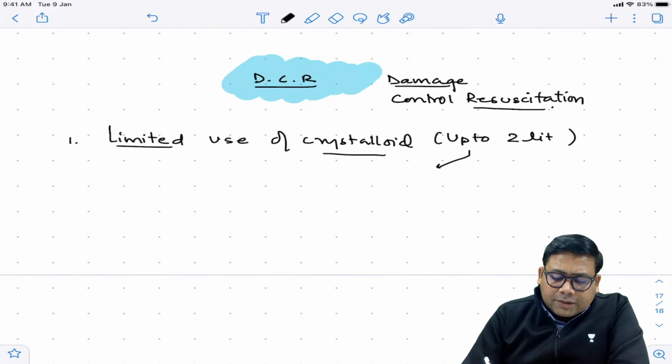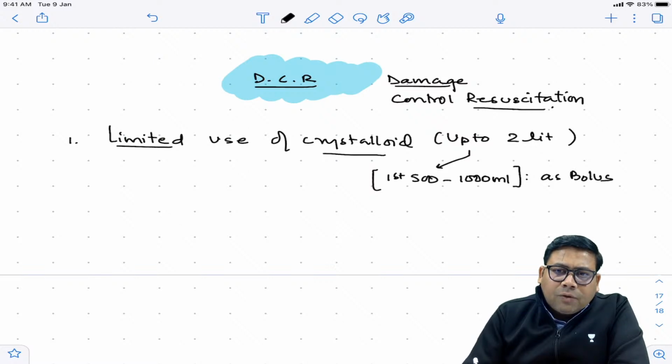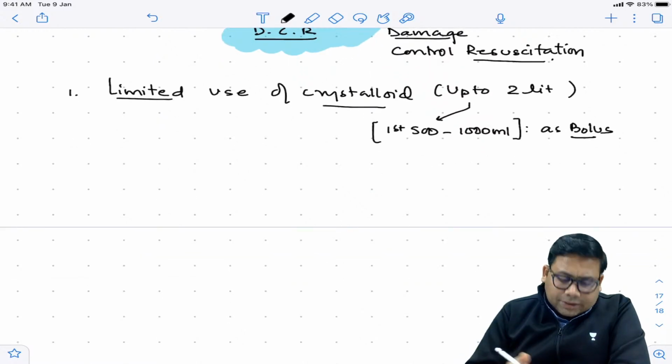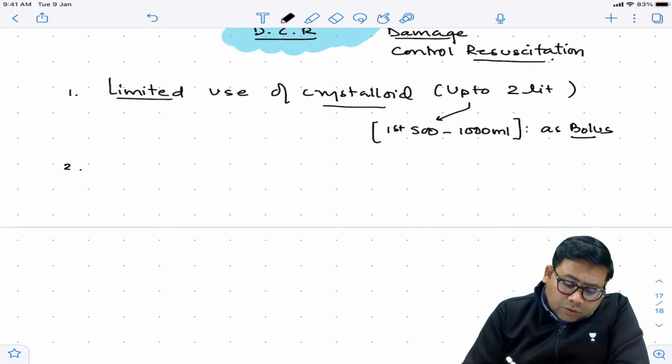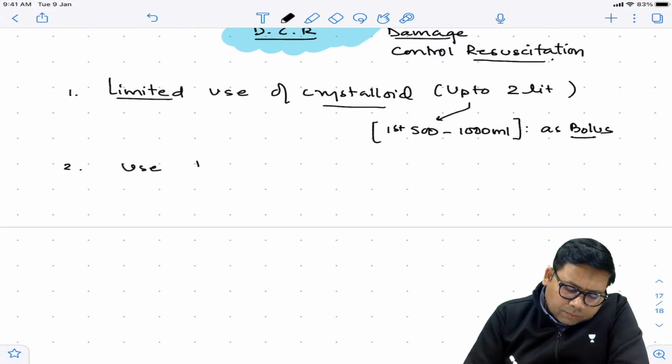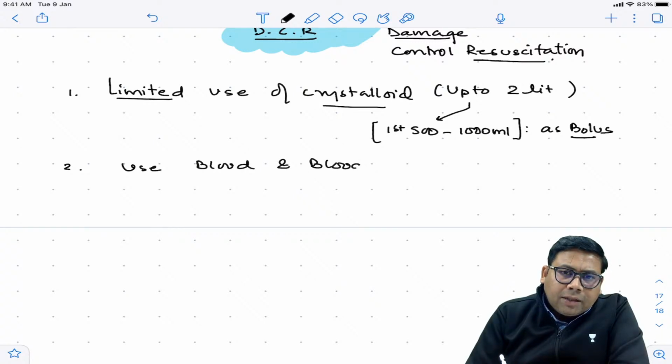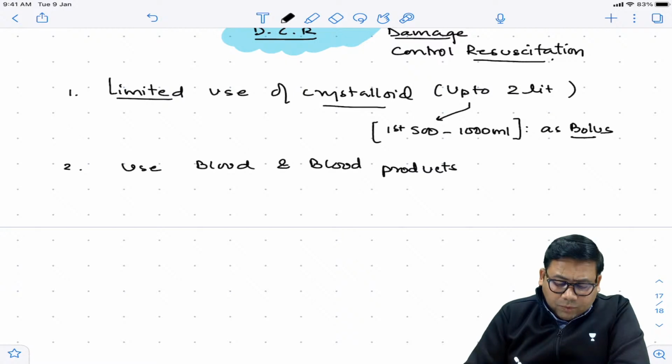Out of this 2 liters, the first 500 to 1000 ml can be given as bolus, and after that you have to do maintenance. Now you must be saying, sir, the patient is not responding. So use blood and blood products. This is very important. You can replace blood by blood only.